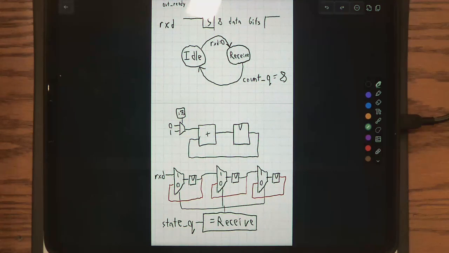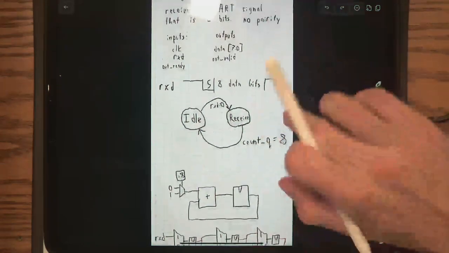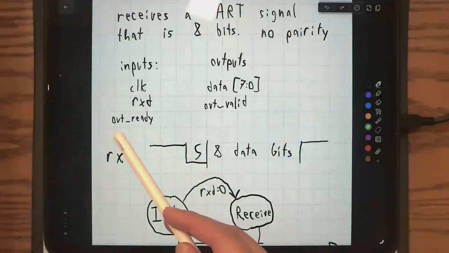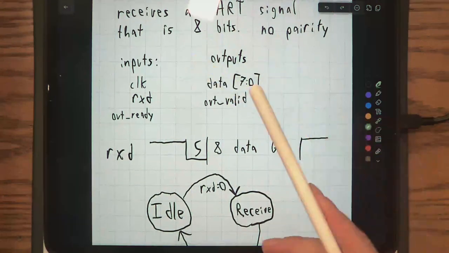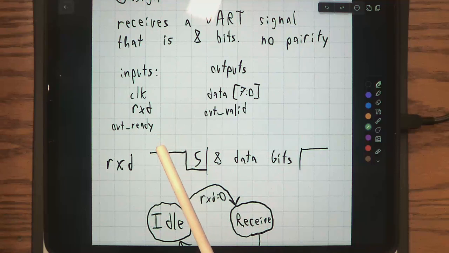In this case, would output valid just be tied to equals idle in the state machine? Oh, great question. Actually, the next thing I was going to talk about was the ready valid interface on this, because there is one thing that we are missing, and it is this out ready and out valid. Notice that out ready is on the input. What does out ready mean here? Anyone? Ready to take a value. What was that? You're ready to take a value. Who's ready?